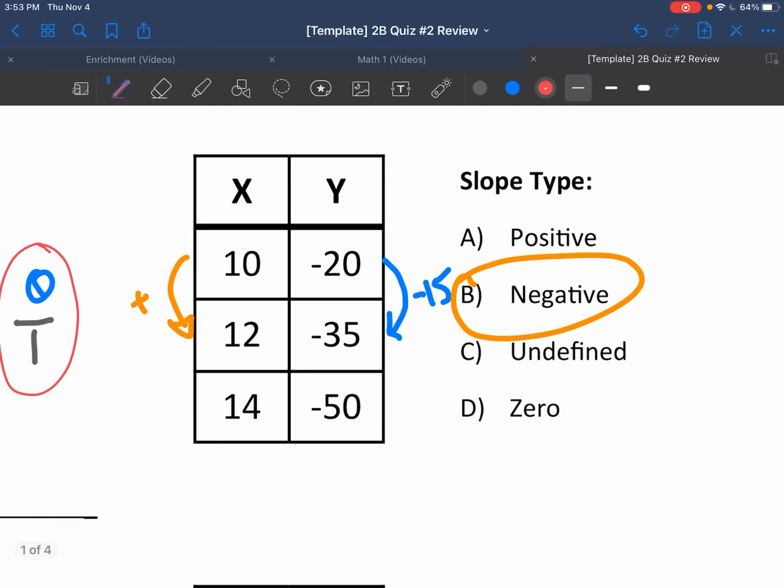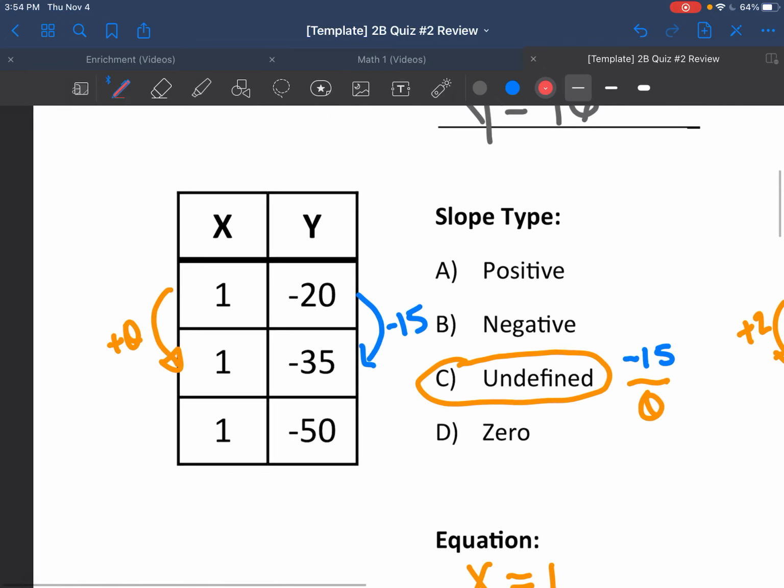On the other side here, we're adding by 2 for the x's, and then we're subtracting by 15. So we have -15 over +2. Well, that's a negative slope. So that's why we write negative, right? We still have a negative inside of that equation.